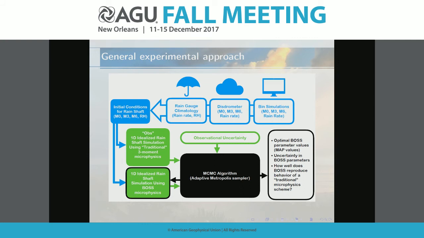Okay, so here's the general approach. We're going to compare the obs, and in this case, these are synthetic observations of a one-dimensional idealized rain shaft using some traditional microphysics. This is a three-moment scheme using 0, 3, and 6, so it's pretty advanced, but it is a traditional bulk scheme. We retrieve the parameters of BOS by comparing the observations to the forward-simulated rain shaft from BOS. For the initial conditions, we're using climatological initial conditions to run this. We've done a lot of work assembling drop size distributions that match what's really observed in nature, and also rain rates and relative humidity. Now, what this will produce is optimal parameter values, uncertainty in the parameter values, and some measure of how well BOS is able to reproduce the behavior of the traditional scheme.